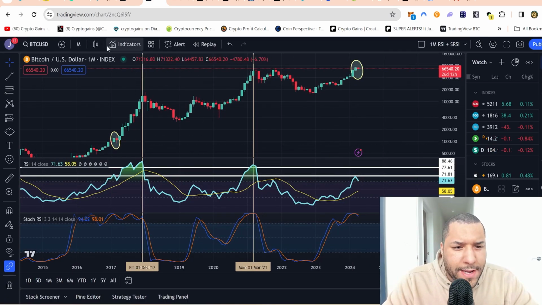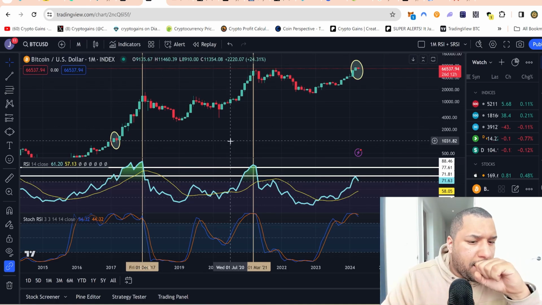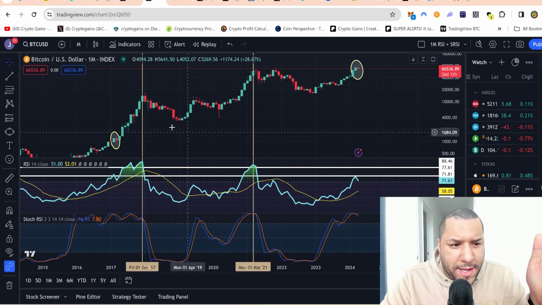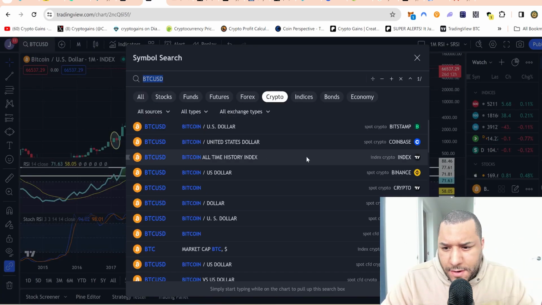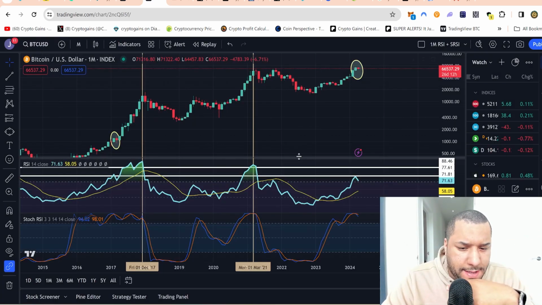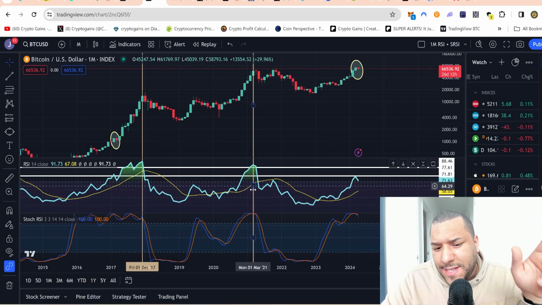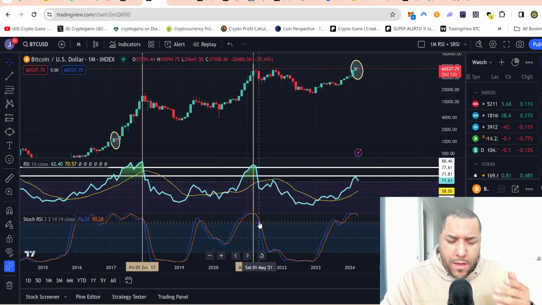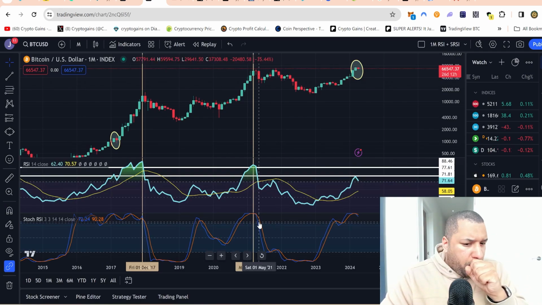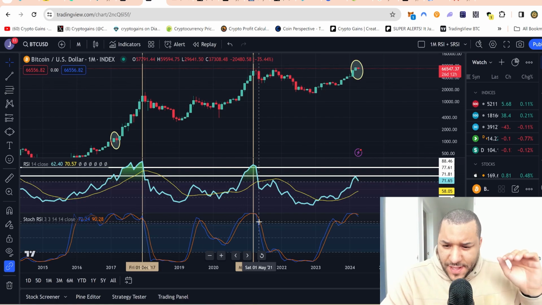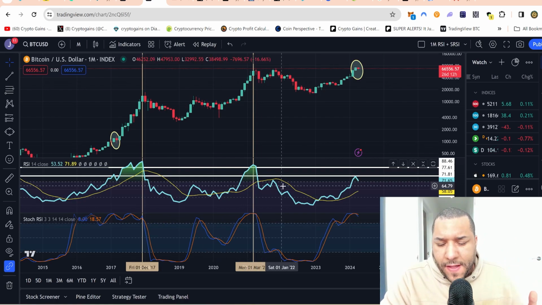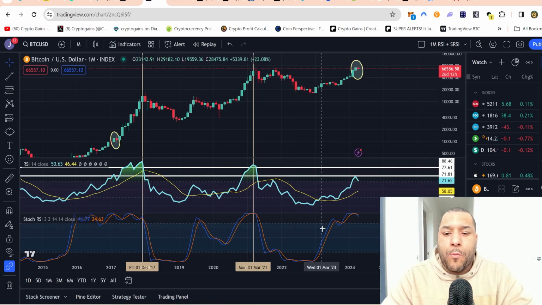Let's quickly touch on this because obviously it's a fresh month now, and this is the monthly time frame for Bitcoin using the index chart. You can grab this up as well if you like. Just go on TradingView, search Bitcoin on the index chart, and then you can have a look at what I'm doing here. I'm using two indicators, the RSI and the stochastic RSI.